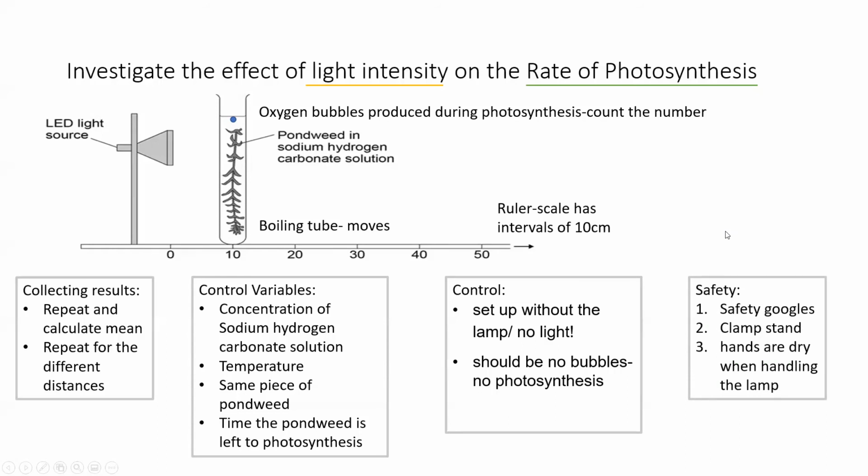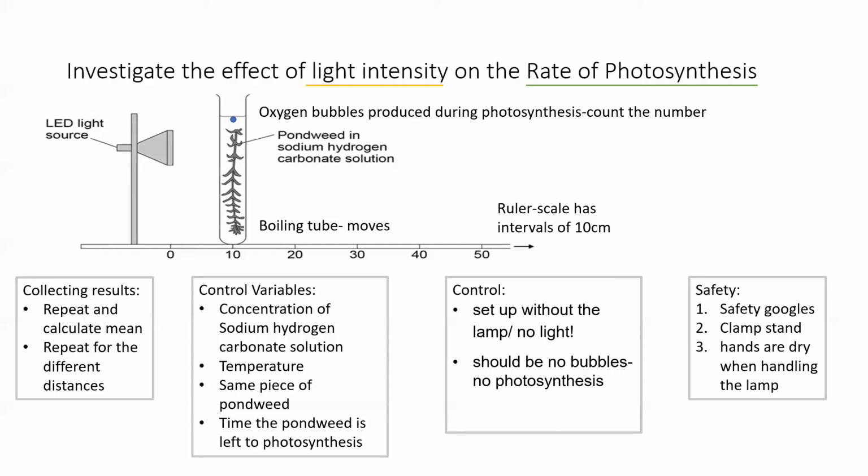Another factor they could ask you about within this planning section is safety. And we all know to be safe, we should wear safety goggles. With this practical, the boiling tube is being moved and is obviously made out of glass, so you could use a retort stand, a clamp stand. Thirdly, you're using a lamp, which obviously has electricity running through the cables, so you need to make sure that you are touching the lamp with dry hands.